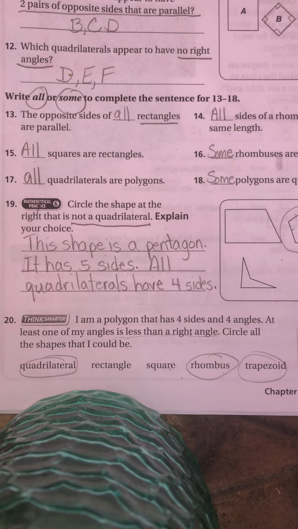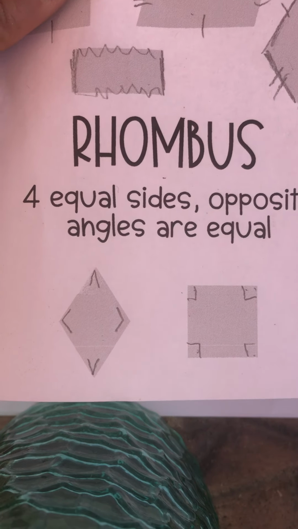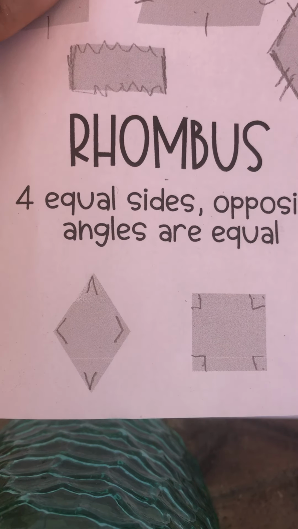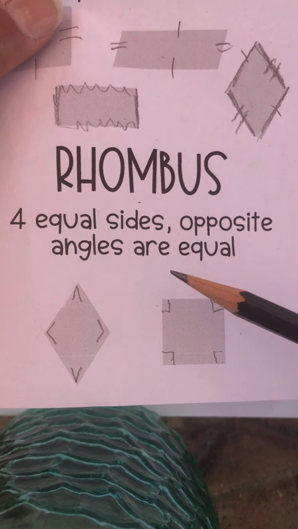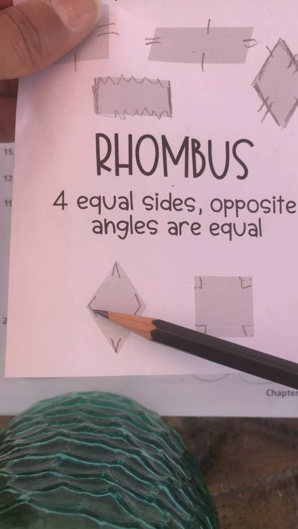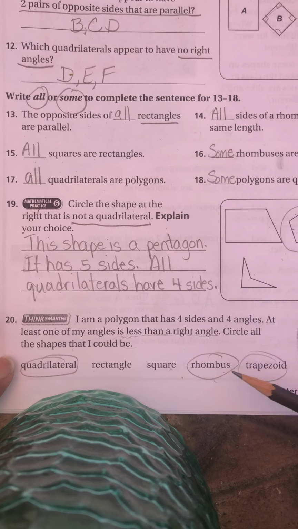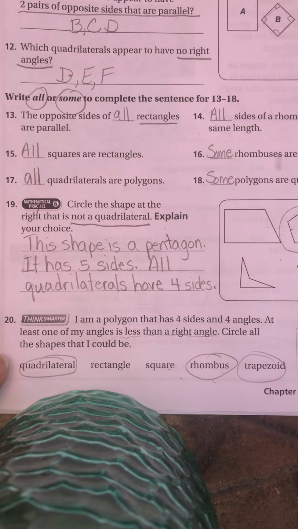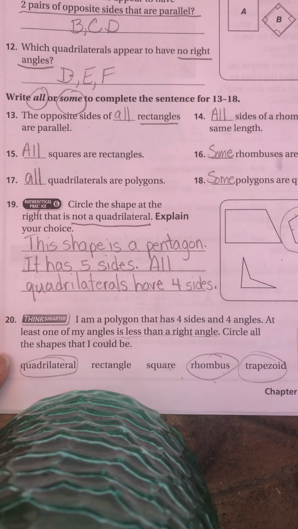Again, if you don't remember, there's your rhombus. A rhombus has acute angles and obtuse, but they don't have any right. So you can circle rhombus. In that case, sometimes they do have right if you're talking about a square, but some rhombuses don't have right angles. So you can circle rhombus.